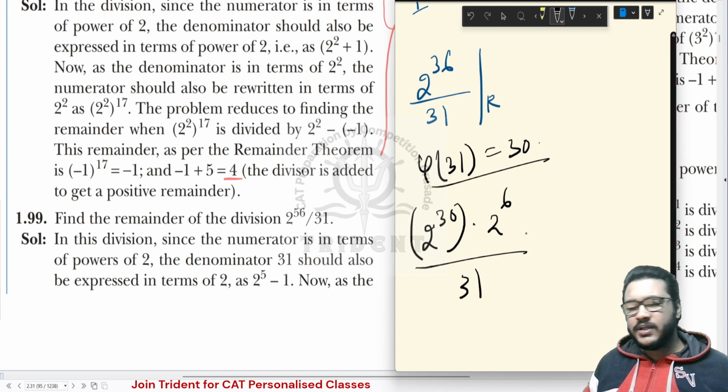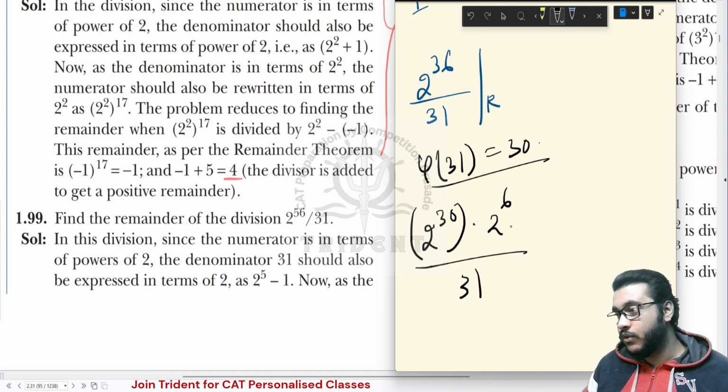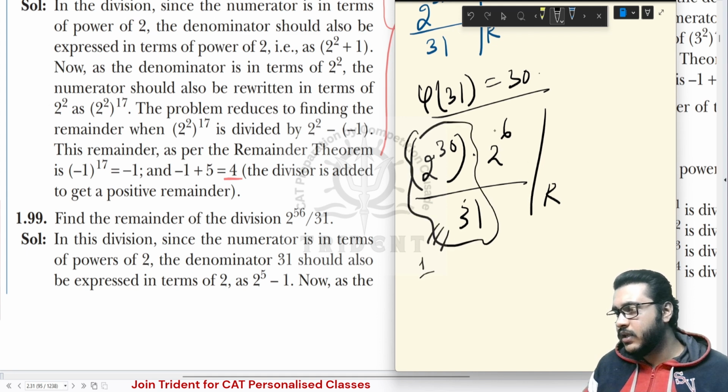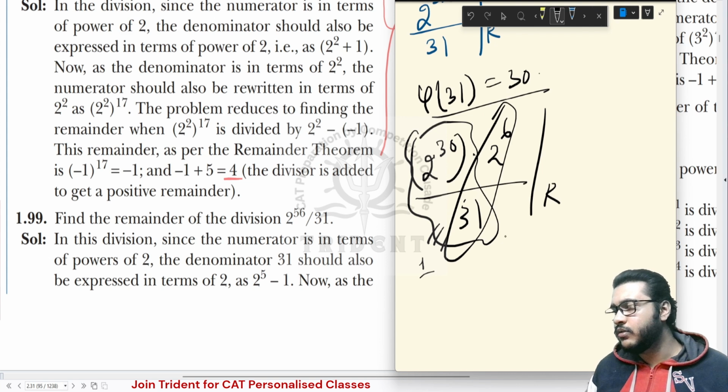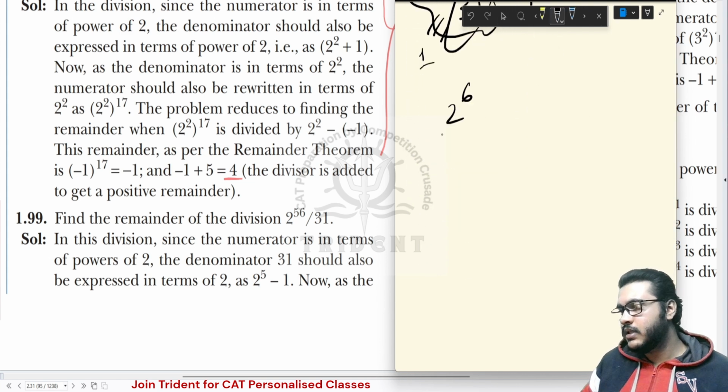Okay, what is 2 raised to the power 6? 2 raised to the power 5 is 32. So this is actually 64. This can also be done. So we need to find the remainder of this thing. Now you know that this part, the remainder is going to be 1. I'm only going to be focusing on 2 raised to the 6 by 31. 2 raised to 6 by 31. We need to find the remainder.